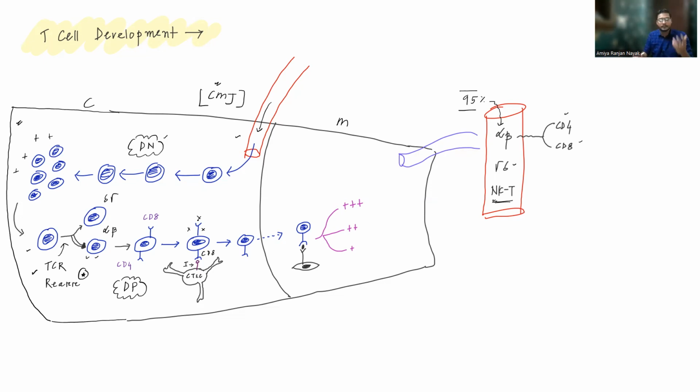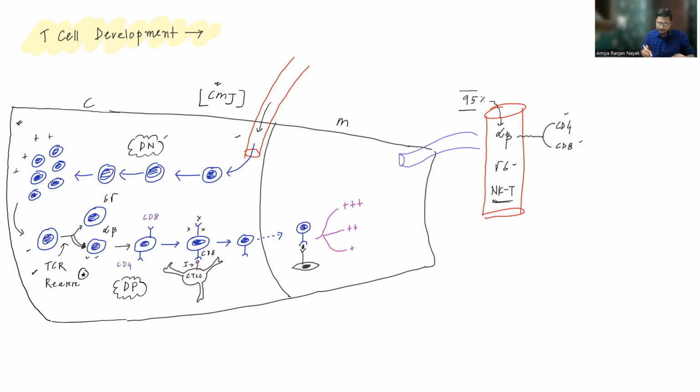Similarly, some of the double positive T cells can interact with the thymic epithelial cell with the help of the MHC class 2 molecule. Those T lymphocytes will maintain their CD4 molecule and they will down-regulate their CD8 molecule.